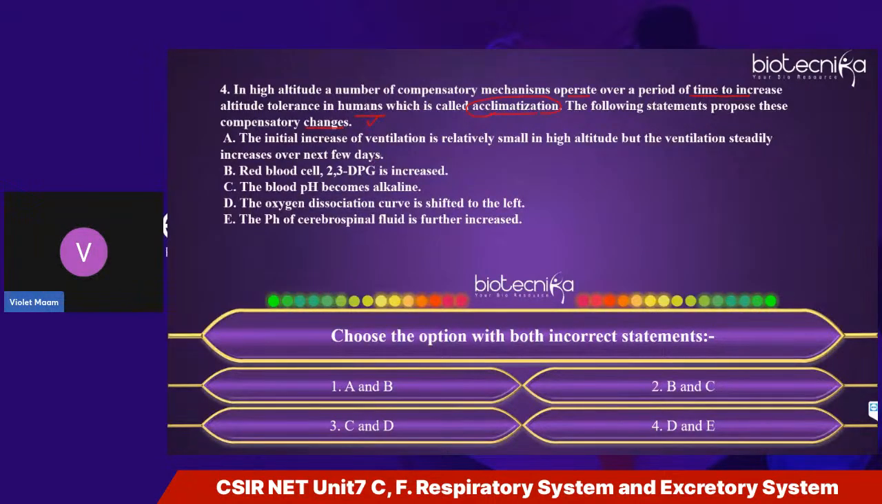The statements are: A, the initial increase of ventilation is relatively small in high altitude, but the ventilation steadily increases over the next few days. B, red blood cell 2,3 DPG is increased. C, the blood pH becomes alkaline. D, the oxygen dissociation curve is shifted to the left. E, the pH of cerebrospinal fluid is further increased. You have to choose the option with both incorrect statements. So I'll give you all some time. You all can try to answer this question. Think carefully and try to answer this question.